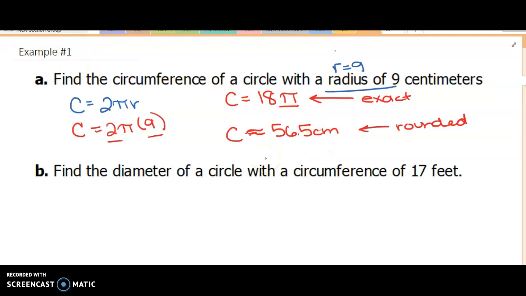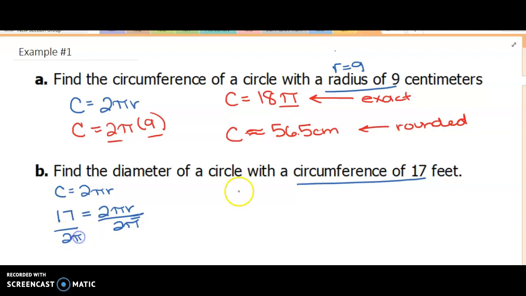All right, so part B says find the diameter of a circle if the circumference is 17 feet. Once again, circumference equals 2 pi r. But here I'm given my circumference is 17, so 17 equals 2 pi r. I want to find my diameter. If I want to find my diameter, I first have to find my radius, so divide both sides by 2 pi. So my radius is 17 over 2 pi.